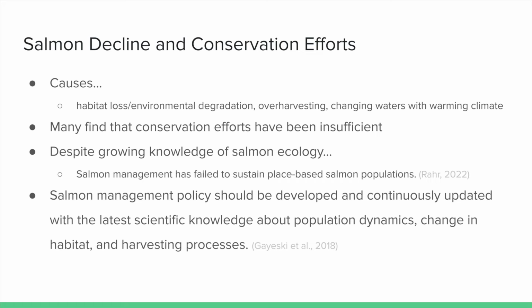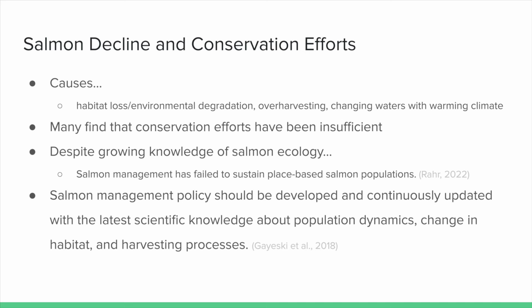Of course, in discussing how important salmon are, it's just as important to talk about how a lot of the species are declining and then briefly talk about conservation efforts. A lot of the causes for salmon decline are habitat loss and environmental degradation, overharvesting, and changing waters with the warming climate. I found that many believe that conservation efforts are quite insufficient.